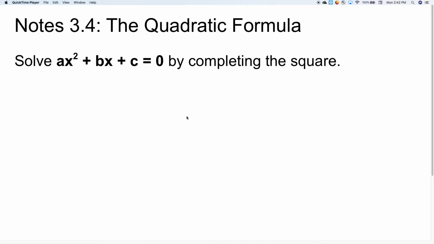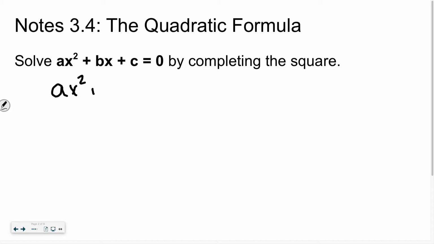Okay, what would we do first to complete the square for ax squared plus bx plus c equals 0? Move the constant to the other side. So that's going to be ax squared plus bx, and then I would move the c to the other side, so that's going to be equals negative c.